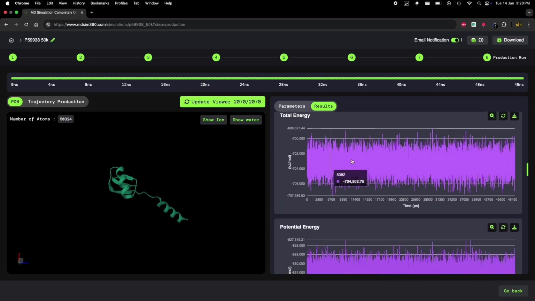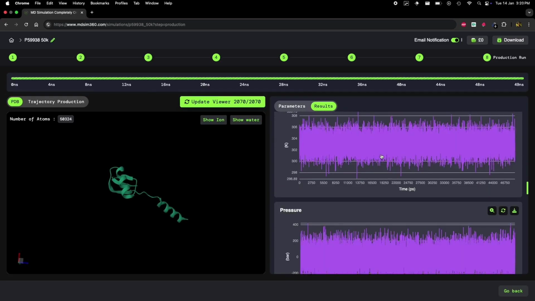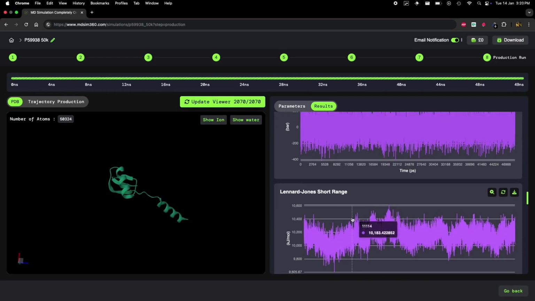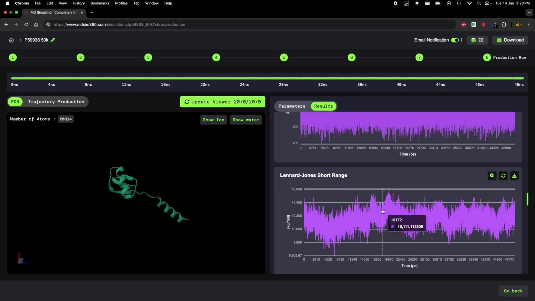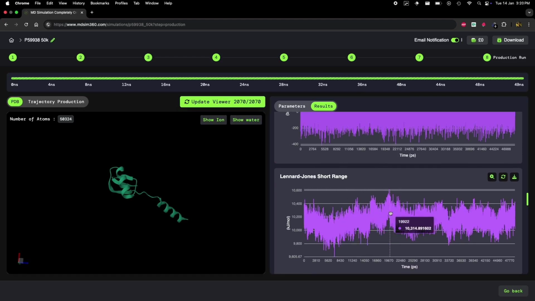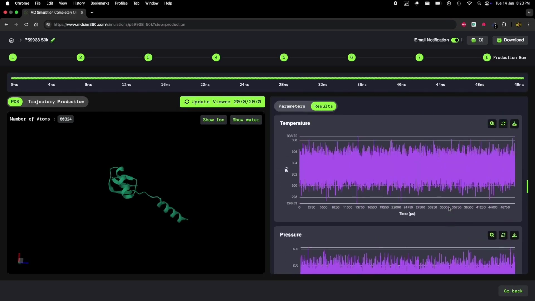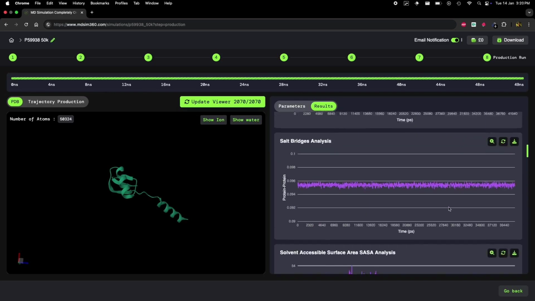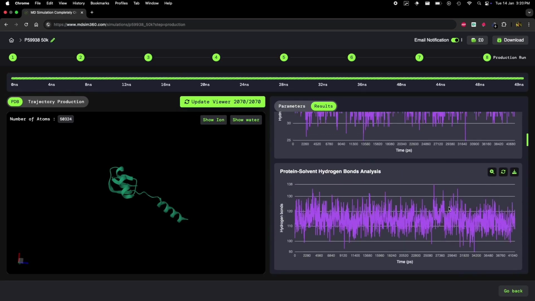Now, looking at the other graphs, most of them remain unchanged. But if we check the Lennard-Jones short-range interaction, we do see some interesting changes. At first, the interaction decreases for a bit, but after that, it stabilizes. This tells us that short-range interactions within the protein have settled after it reached a stable conformation.